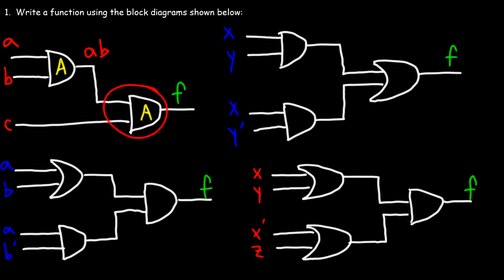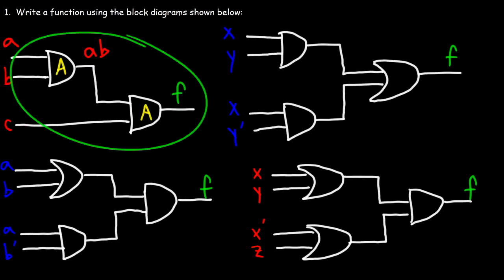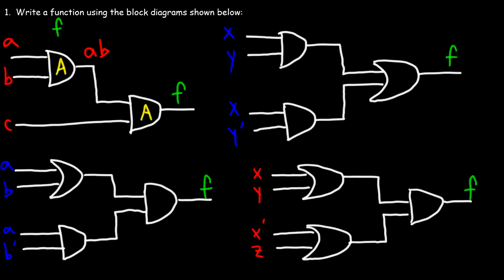Now the second AND gate will take this input, which is AB, and multiply it by this input, which is C. So we could say that the output of this entire circuit, represented by function f, is going to be the product of A, B, and C. So this is the answer for the first one.